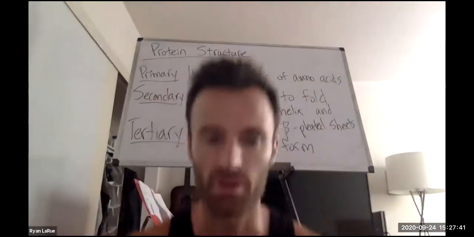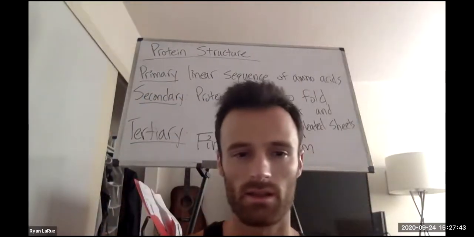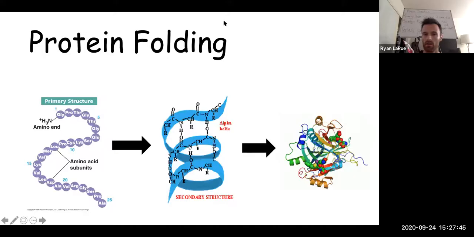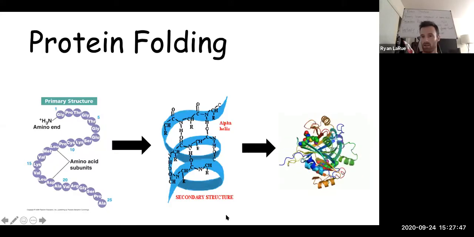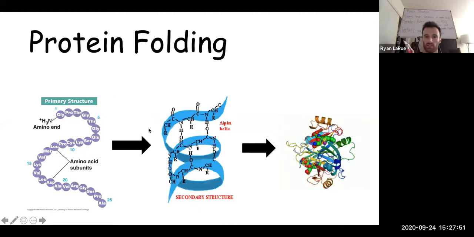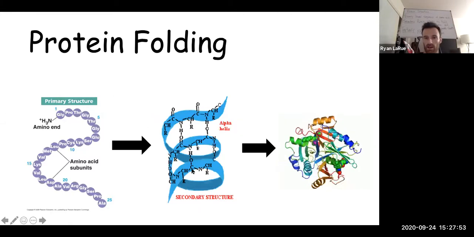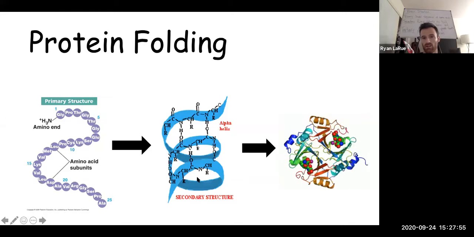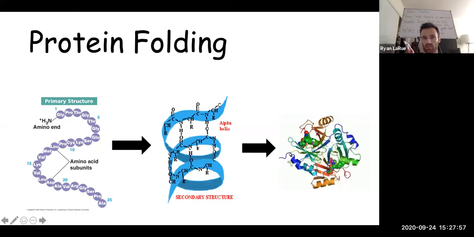And tertiary structure looks really cool. Let's take a look at it. Here we go. So by the way, here's our secondary structure. This is an alpha helix example. So when we start to see these, we're talking about secondary structure.